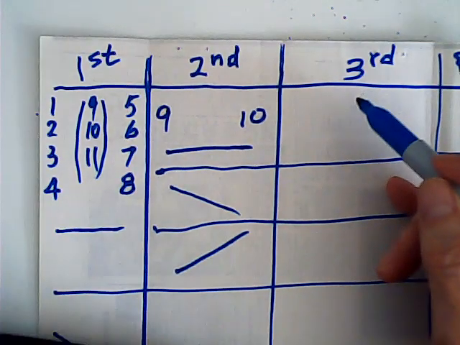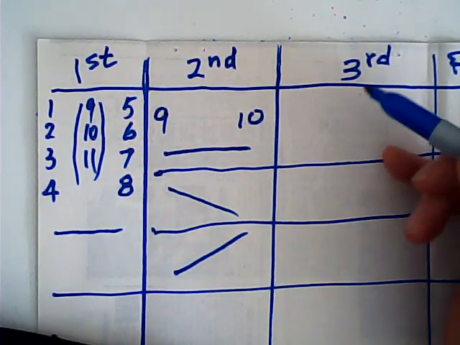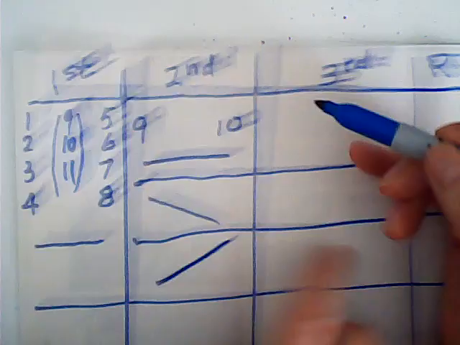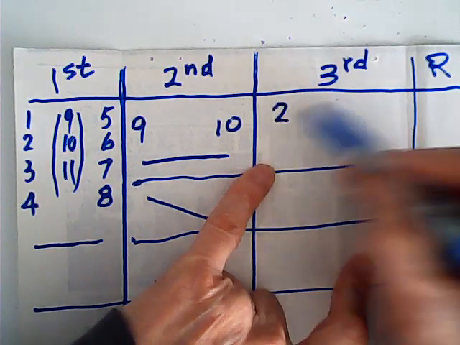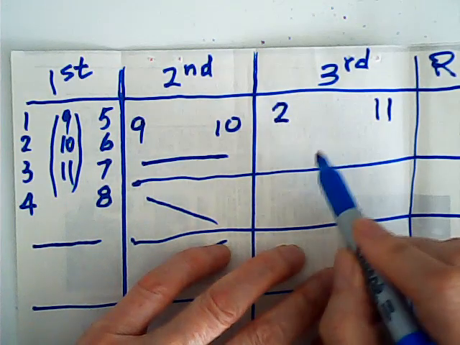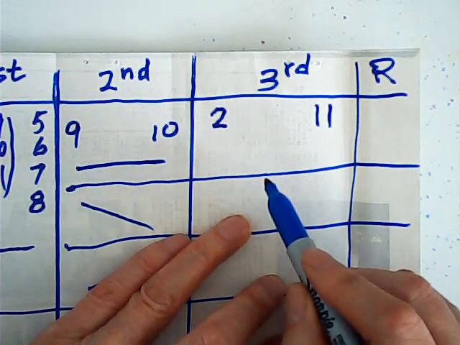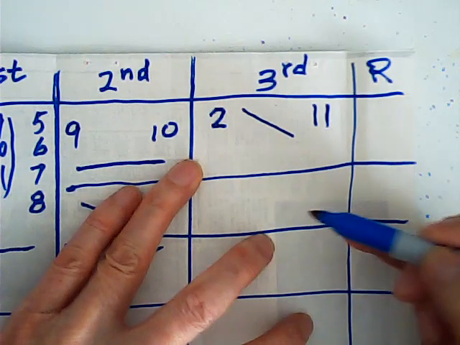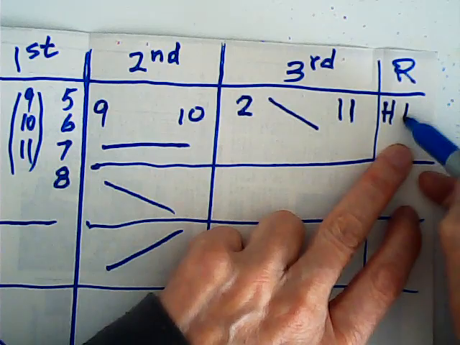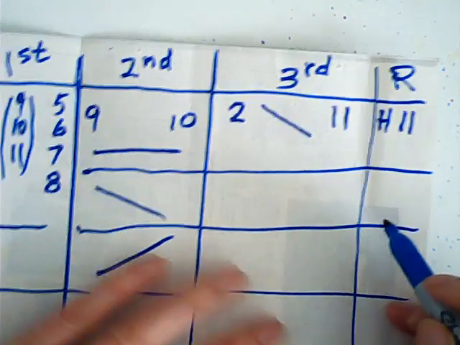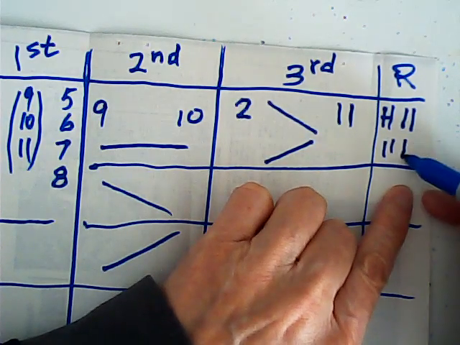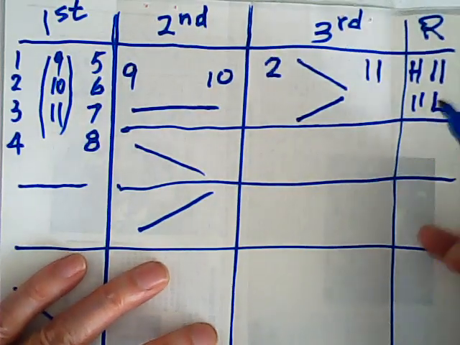So I use the third weighing. Then I use any normal egg here. Say I use egg 2 and balance it with 11. It shows 2 possibilities. It could be this way, which means 11 is heavy. If it shows this way, 11 is light. Okay, so I get the result.